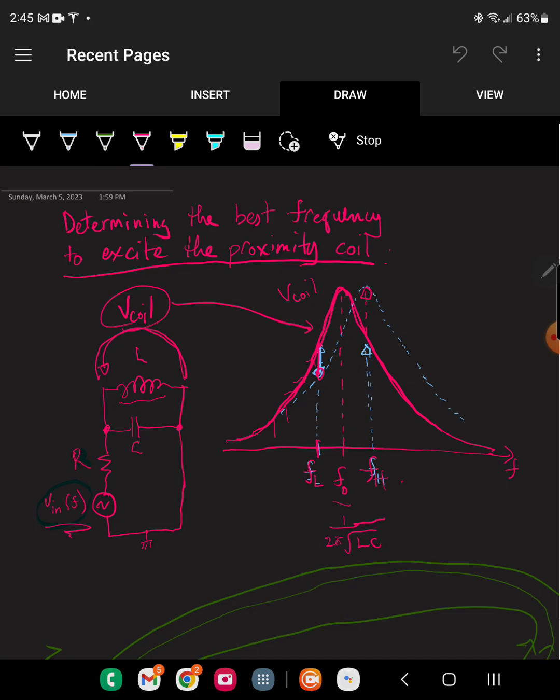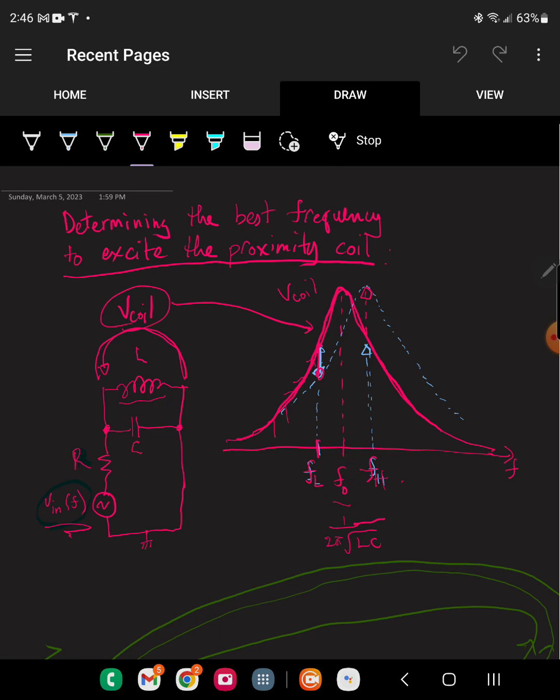So if you want the voltage to increase as the metal object enters the coil, then what you want to do is excite the coil above the self-resonant frequency of the LC. But if you want the voltage to decrease, then you want to excite the coil below the self-resonant frequency.